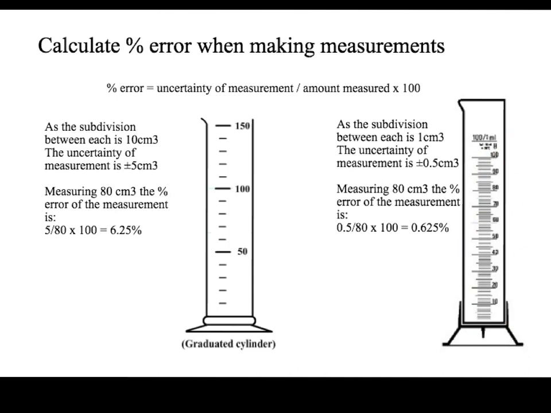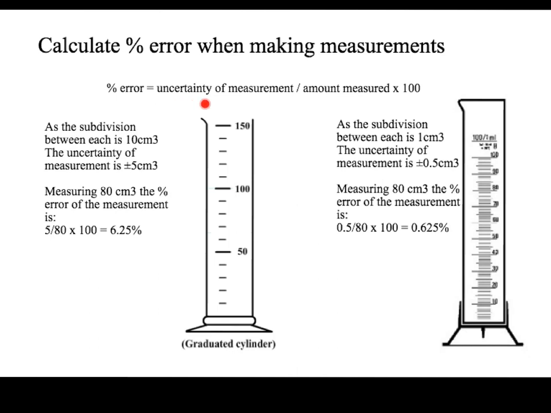This measuring cylinder here, you've got 10 divisions between each. So, each division is 1 centimetre cubed. So halfway between each centimetre cubed is 0.5. So you've got plus or minus 0.5 as the uncertainty. So from both of these we measured 80 centimetres cubed. So we come up to here on this measuring cylinder, and it would come up to here on this measuring cylinder, measuring a volume of 80 centimetres cubed on both.